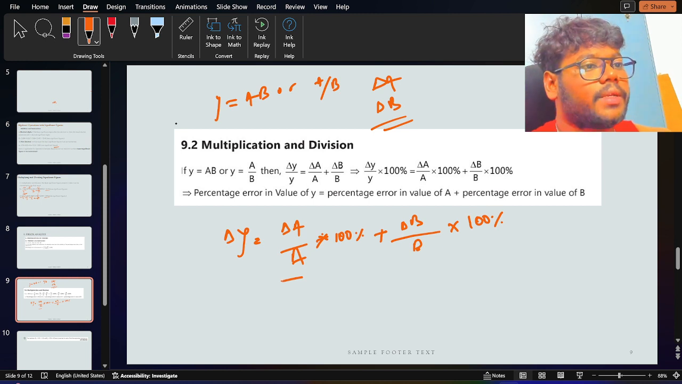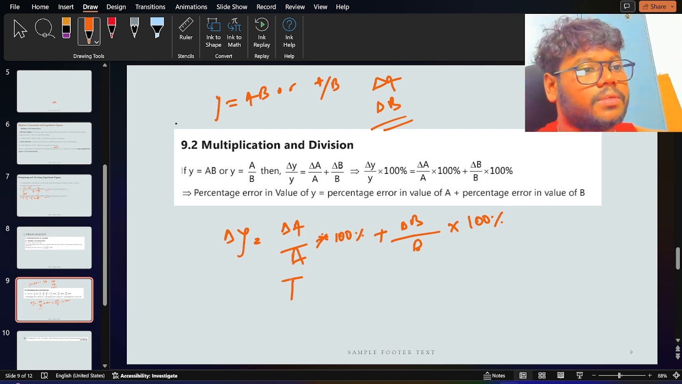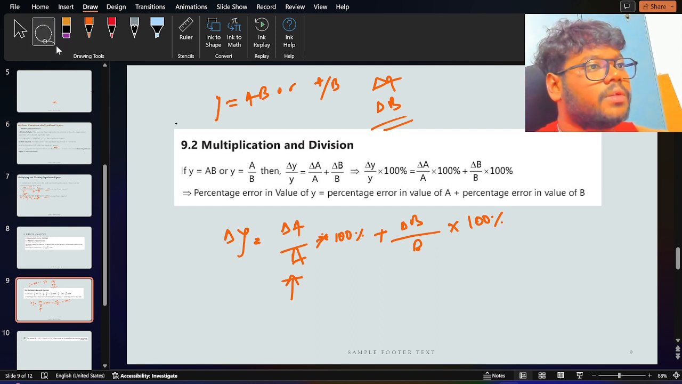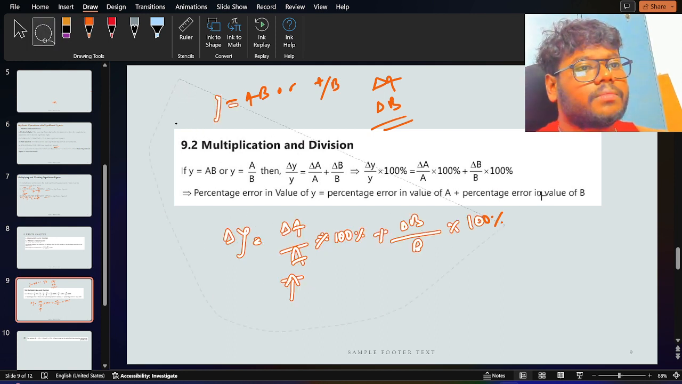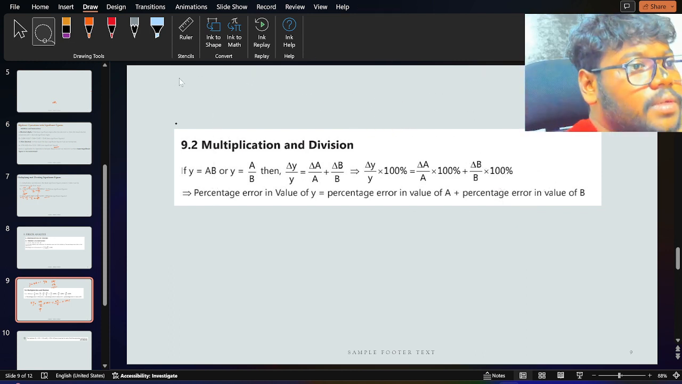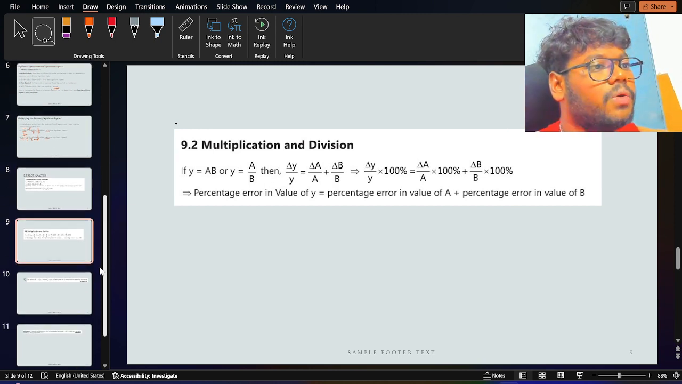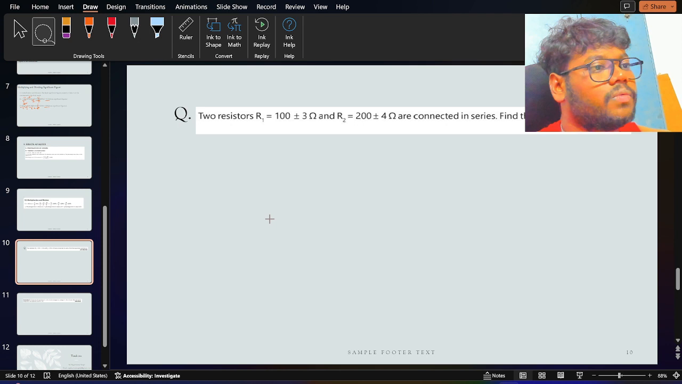Whatever the case, if we are dealing with multiplication or division, apart from subtraction and addition, this would be the way of calculating the errors. So these are the two rules by which we calculate the errors in our physical quantity. Now we'll look into an example.